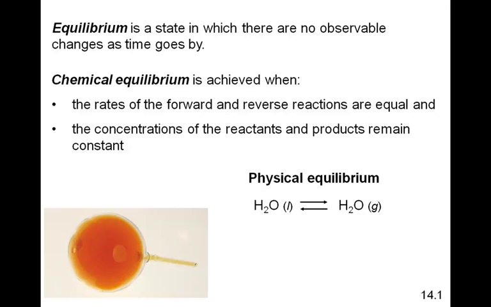That's how we get change through constancy, or constancy through change is what I should say. We get constancy through change, because we have a change occurring. Liquid is becoming gas and gas is becoming liquid. But we have constancy in the sense that the concentrations of each of those things should not change.